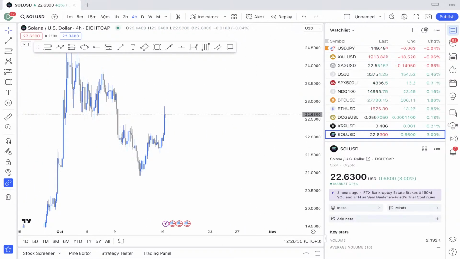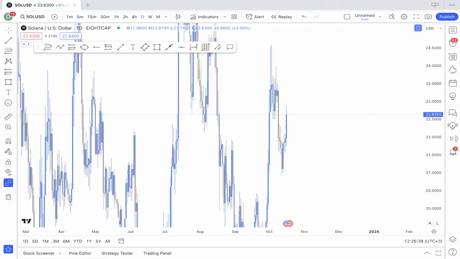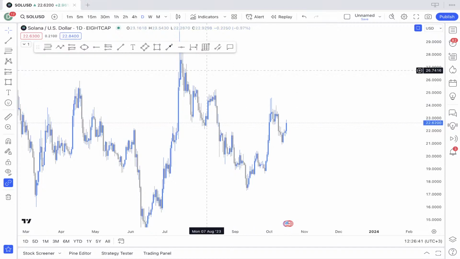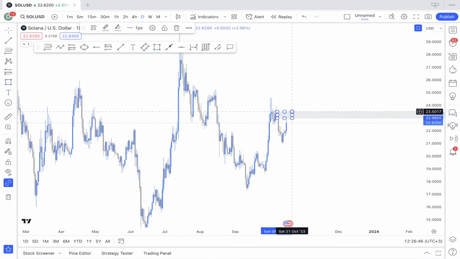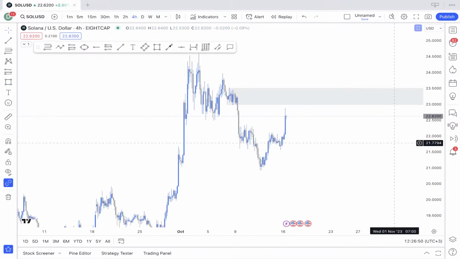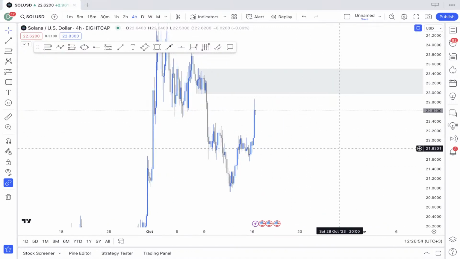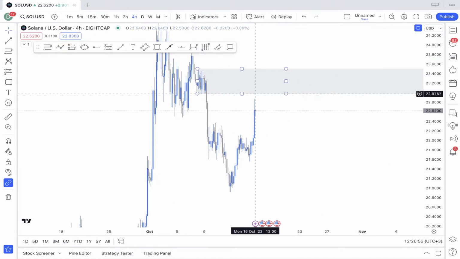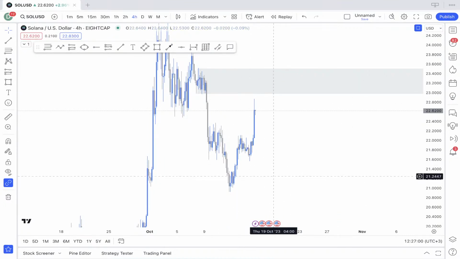Okay, so on Solana, on the daily, if we look, we are approaching this daily supply level where price could probably reject from. Okay, so on the 4-hour, price is currently approaching it. So I want to see how price will react to this supply level. Until then, again, I don't really see a valid setup here.